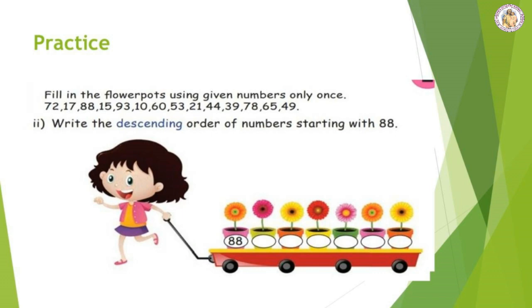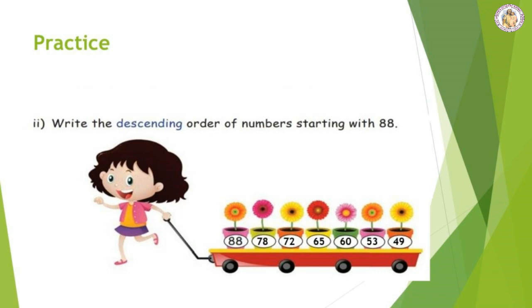Now we have to write the descending order of numbers starting with 88. It is clearly given that the biggest number is 88. So you have to write in a decreasing order, that is descending order. So let's start arranging these numbers in a descending order: 88, 78, 72, 65, 60, 53 and 49.